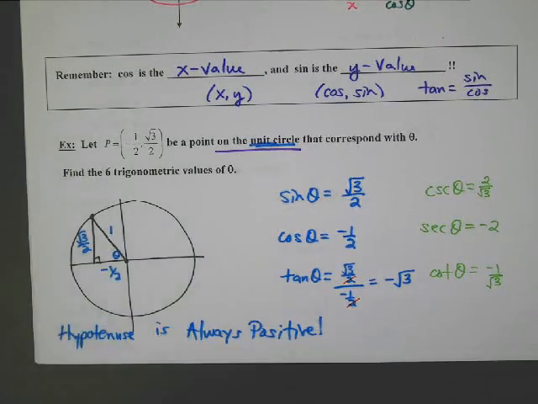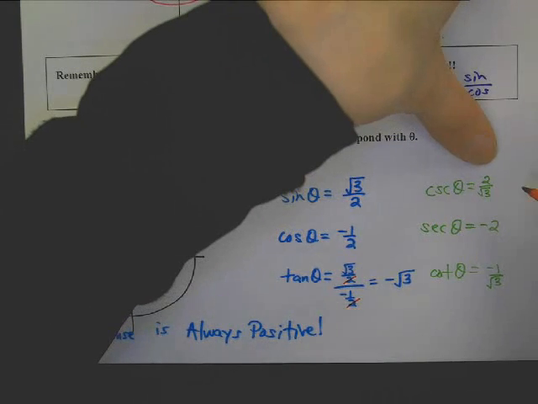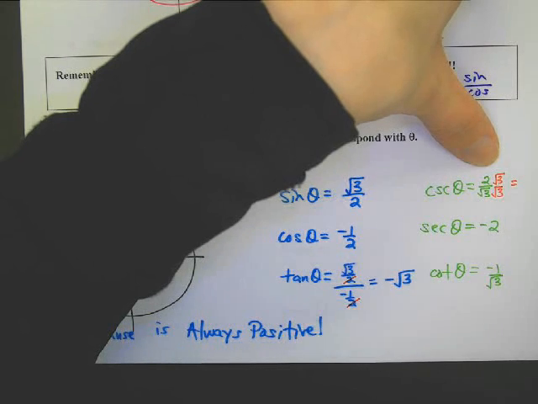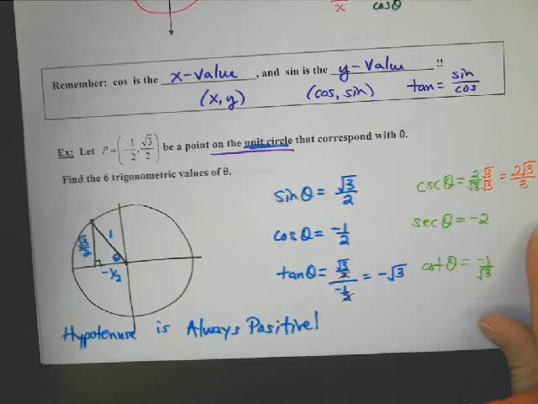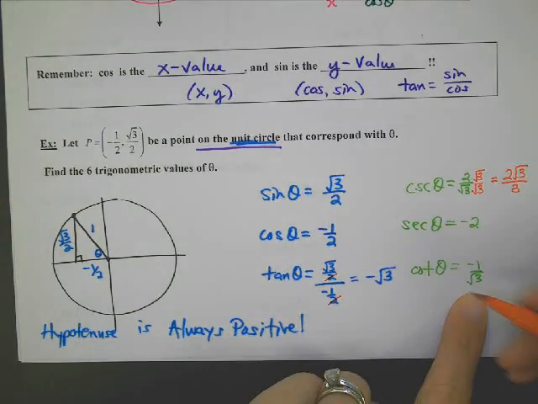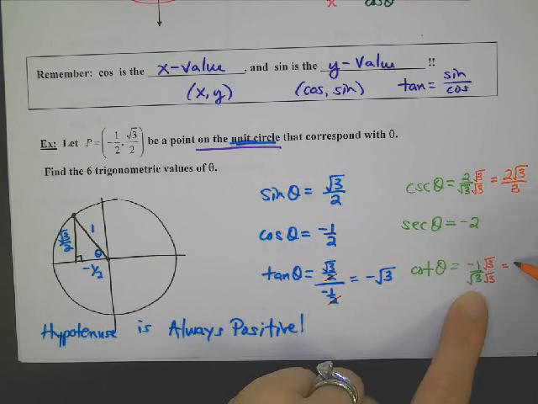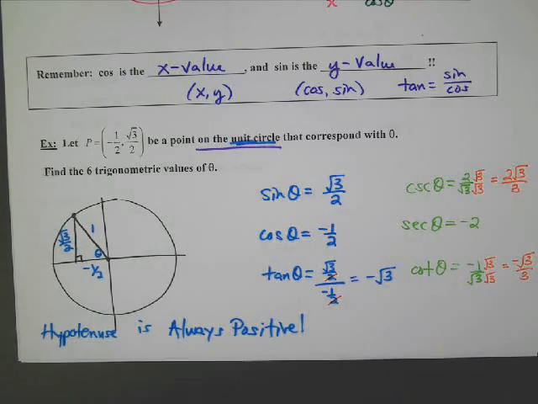Now, a couple of these are not ready yet. We're going to have to rationalize this first one here. Multiply top and bottom by radical 3. So the final answer is 2 radical 3 over 3. Secant looks good. We don't have to change that one at all. But we do have to rationalize cotangent. So we'll multiply top and bottom by radical 3 and get negative radical 3 over 3. Our first unit circle problem.